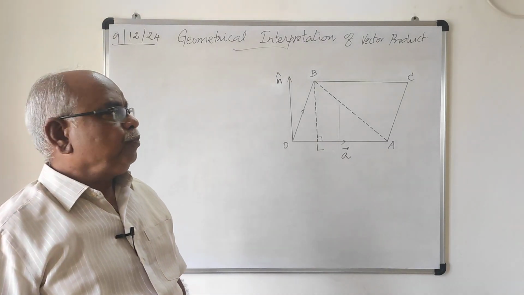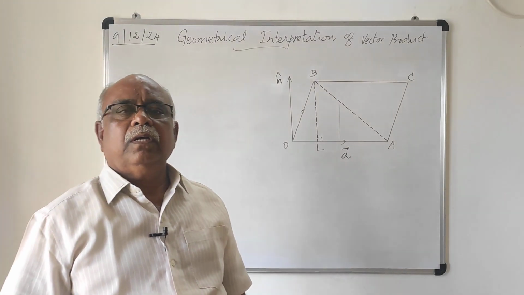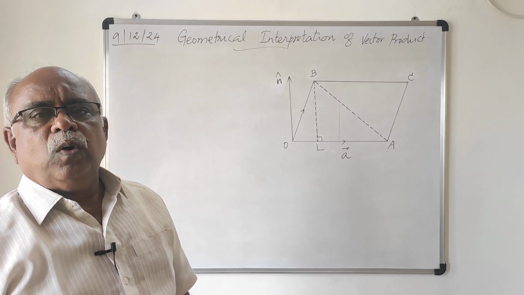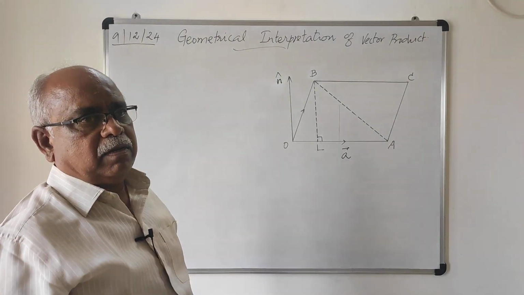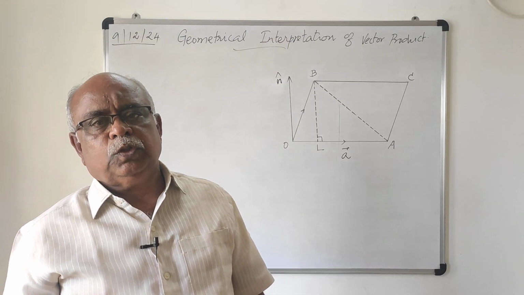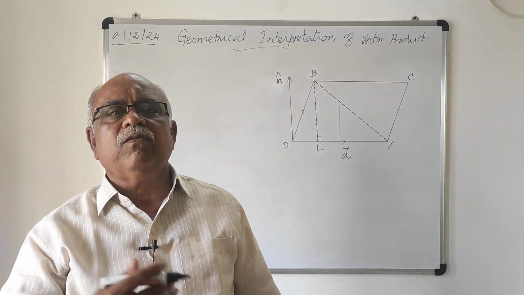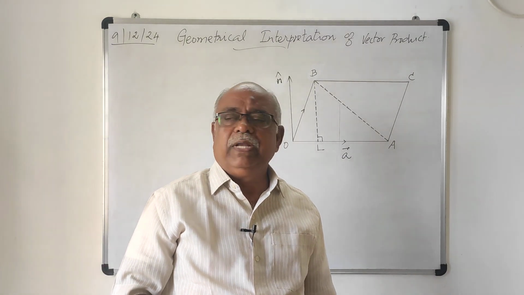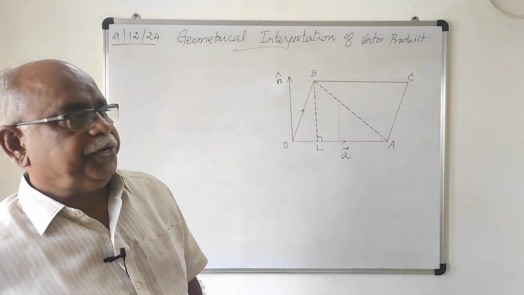My dear students, so far we have seen in our previous videos the introduction of vector product or cross product and their properties. Now in this video I am going to introduce the geometrical interpretation of vector product. Already we have seen the geometrical interpretation of dot product. It is nothing but the projection of vector A on vector B. A dot B is nothing but the projection of vector A on B or projection of vector B on A. That is the geometrical interpretation.